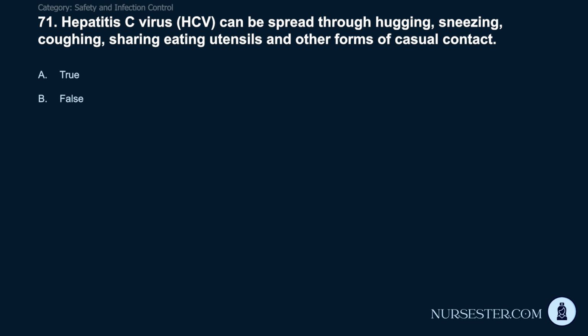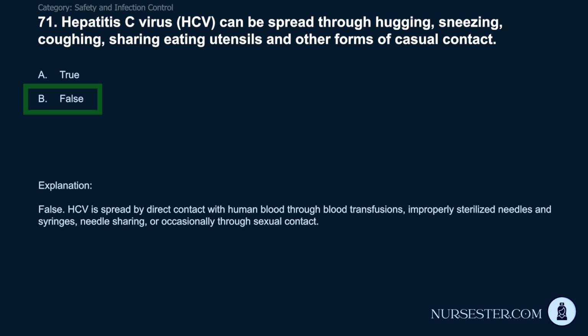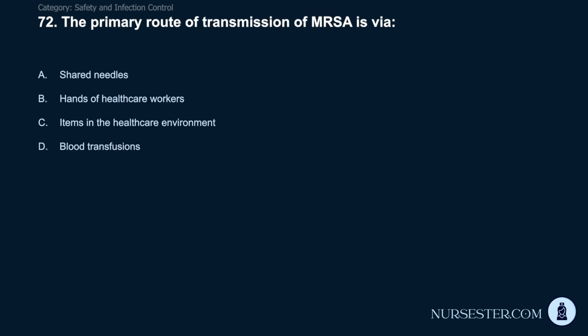71. Hepatitis C virus, HCV, can be spread through hugging, sneezing, coughing, sharing eating utensils and other forms of casual contact. A. True. B. False. Correct answer, B. False. HCV is spread by direct contact with human blood through blood transfusions, improperly sterilized needles and syringes, needle sharing, or occasionally through sexual contact.